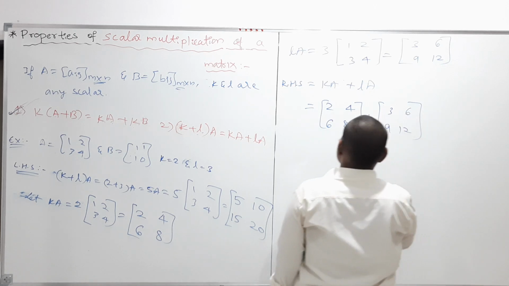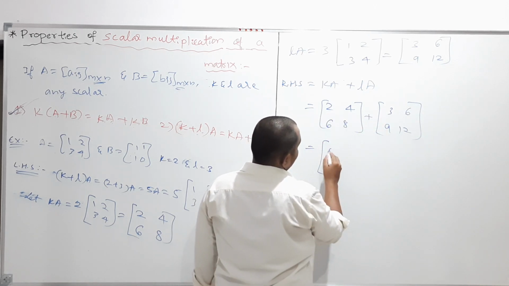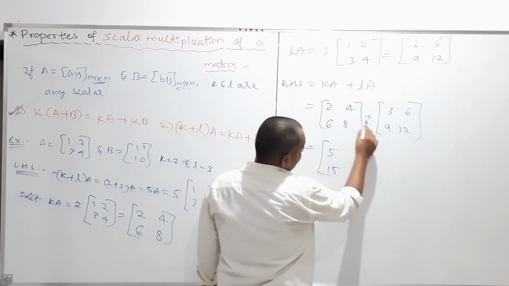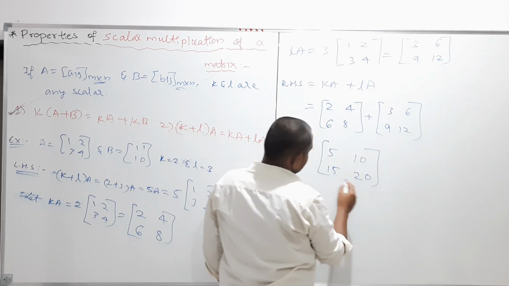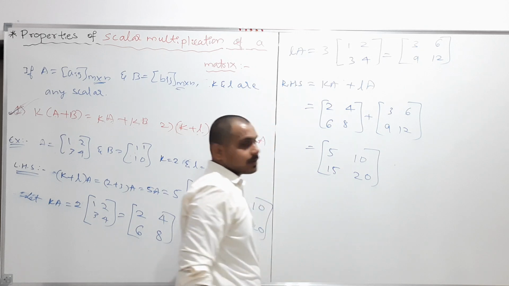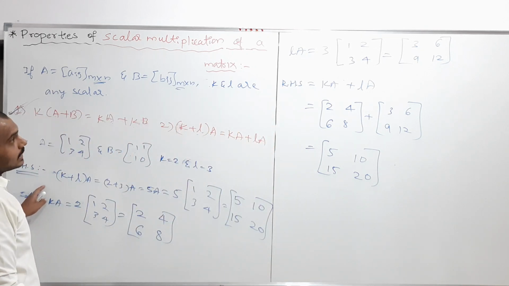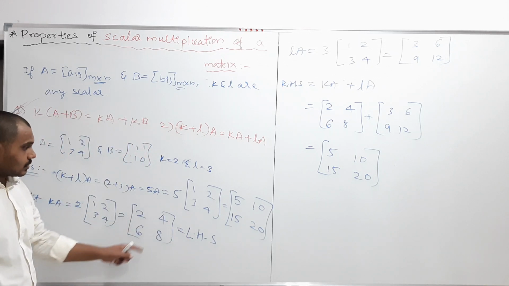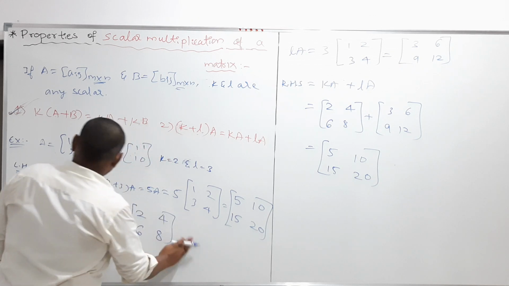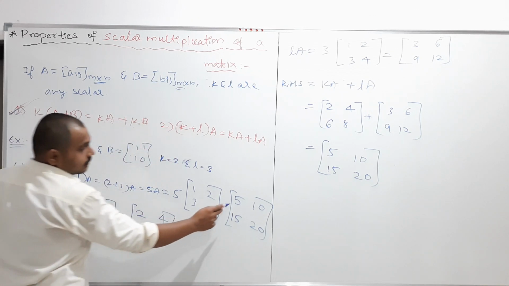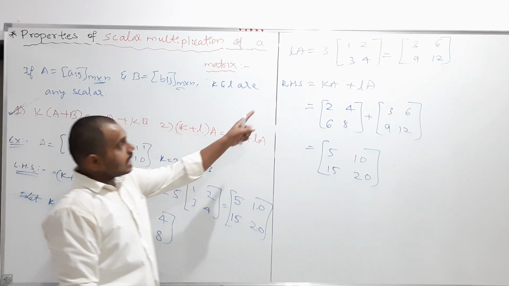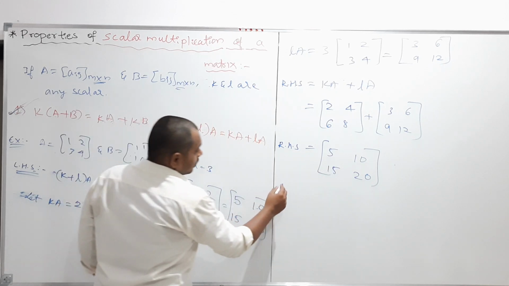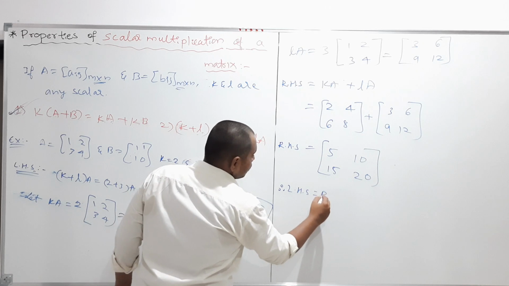If you add this, you will get 2 plus 3 is 5, 4 plus 6 is 10, 6 plus 9 is 15, 8 plus 12 is 20. So this is nothing but your RHS value. And the LHS value, after solving, is 5, 10, 15, 20. And my dear students, the RHS value is also the same: 5, 10, 15, 20. Therefore LHS is equal to RHS.